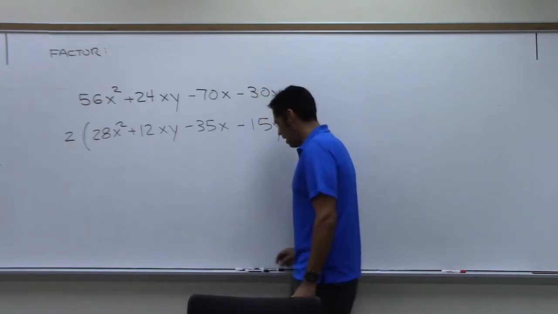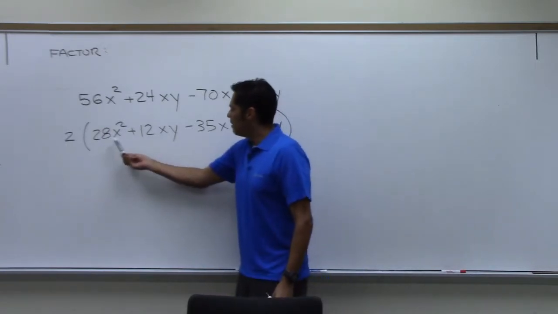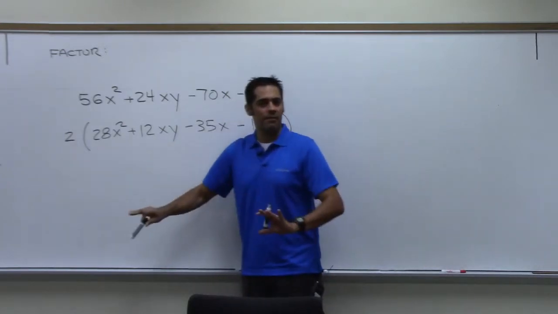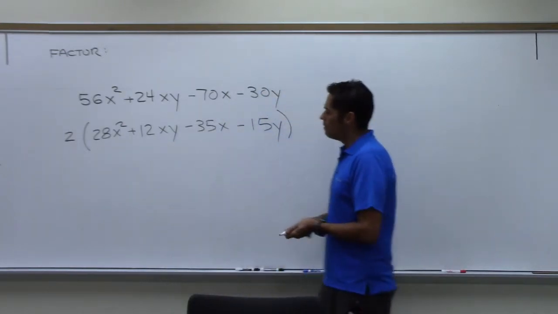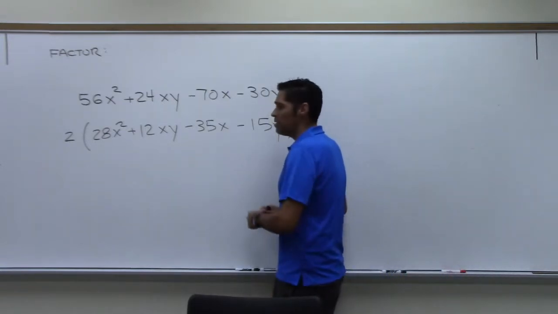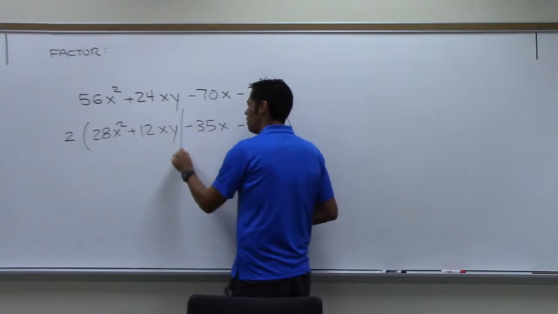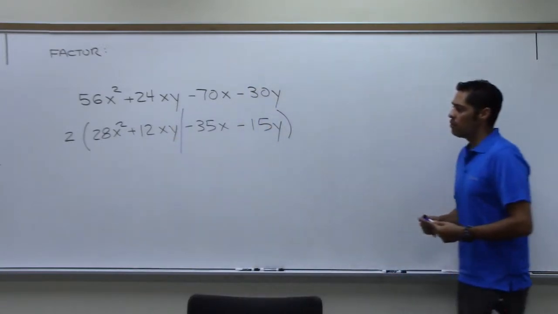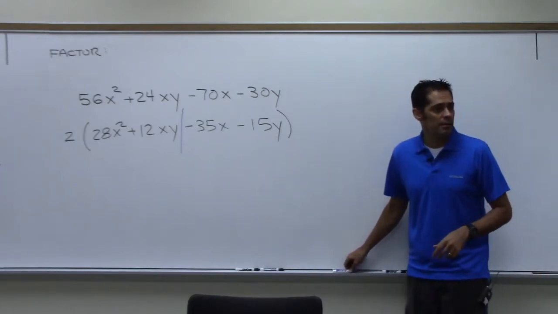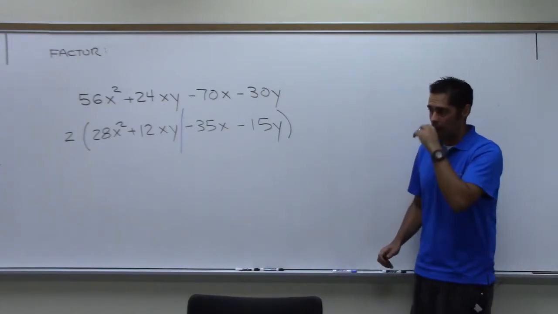Now, looking at these again, I don't think there's a number that's going to go into all those. In other words, I think the 2 was enough, right? So now we look at what's in the parentheses. We recognize that there's 4 terms, and then we slash it right after the second term. And we're going to do grouping on those. And don't forget, we've got that 2 sitting on the outside of everything. Don't just forget to write it. It's there.